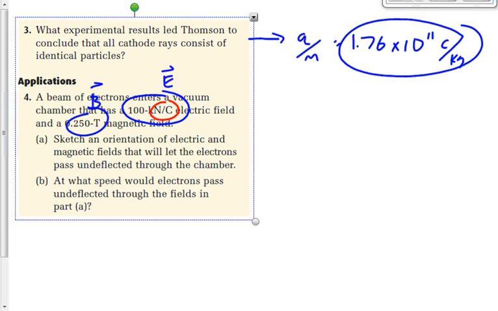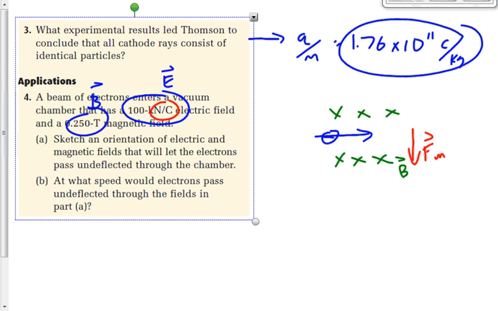So let's draw the particle here first. It's a beam of electrons going to the right. Let's say we have a magnetic field pointing into the page. If there's a magnetic field pointing into the page, there's going to be a magnetic force acting down towards the bottom of the page. Thumb, fingers, palm points towards the bottom of the page.